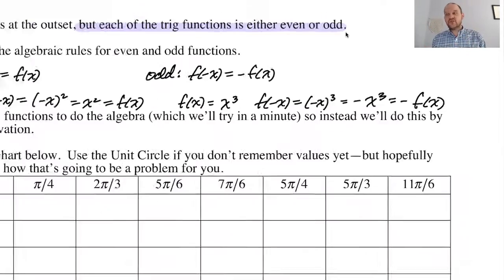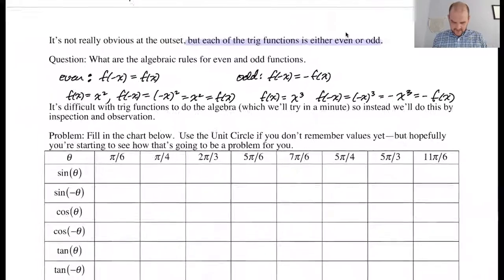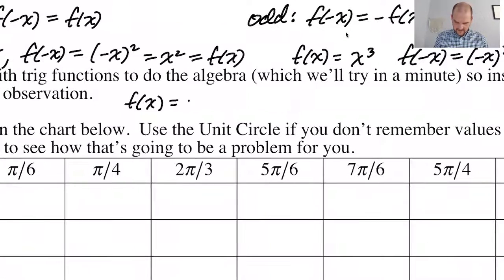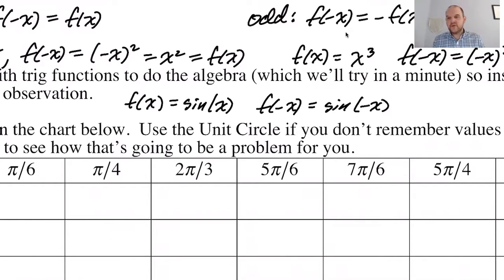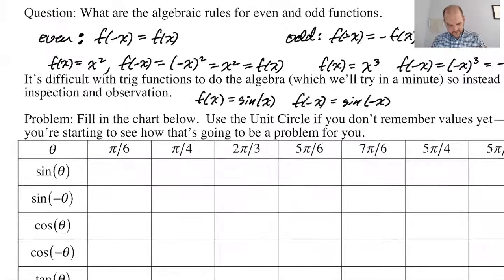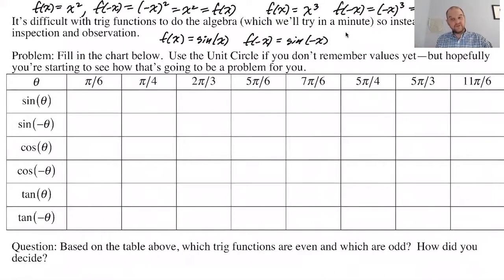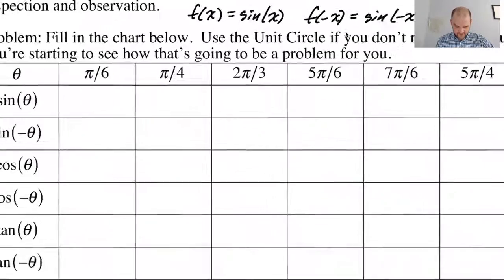The problem with a trig function is if someone said f of x is sine of x, then f of negative x is sine of negative x. But what do I do? There's no rule for that I'm aware of yet, so there's not much I can do. So I'm just going to investigate with some specific values. I do know a lot of values of sine at this point, so let's fill some of those in.